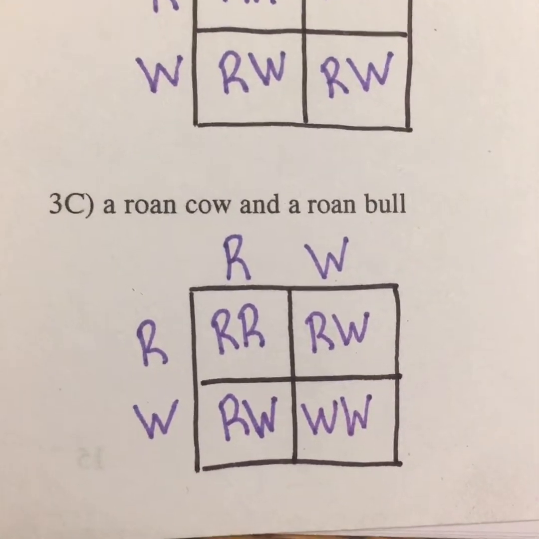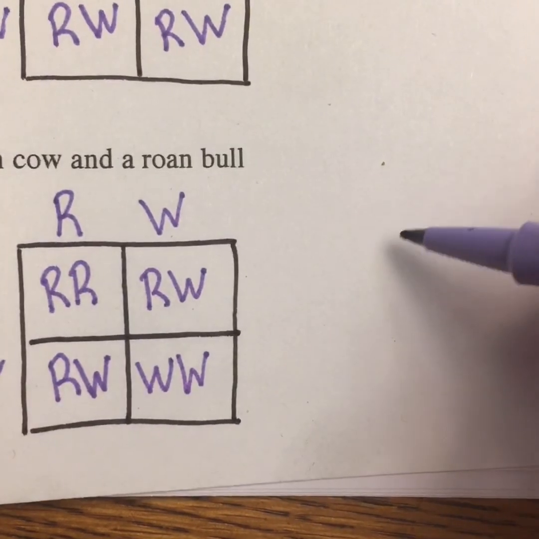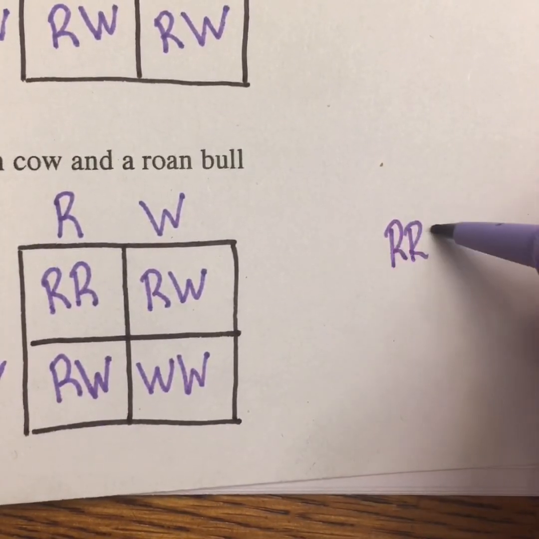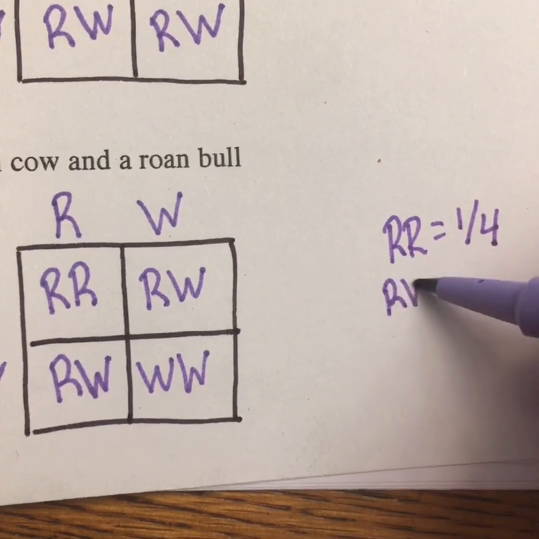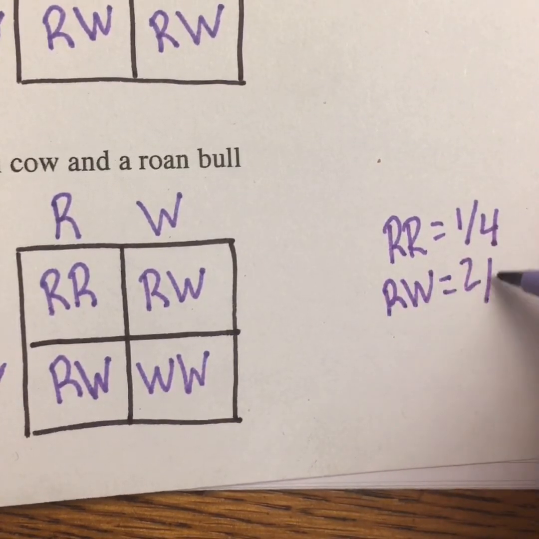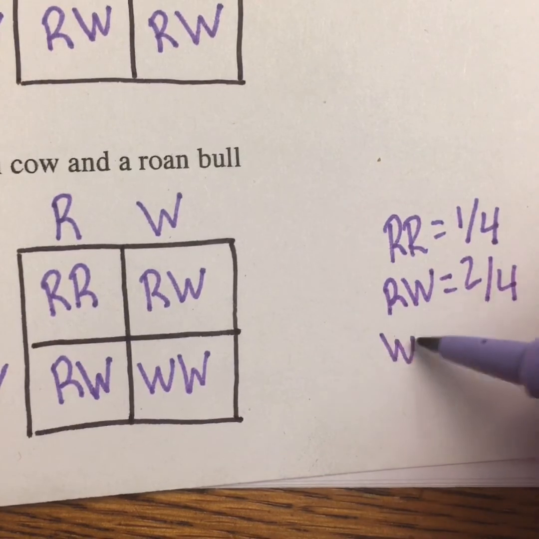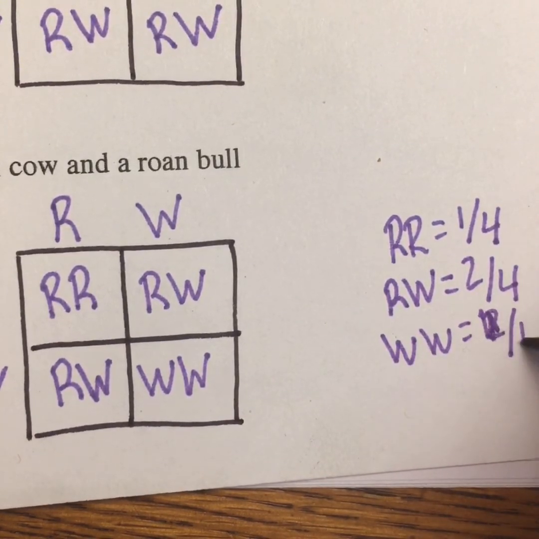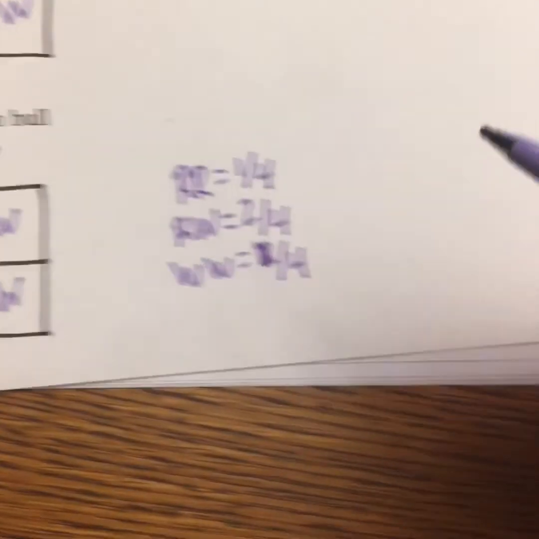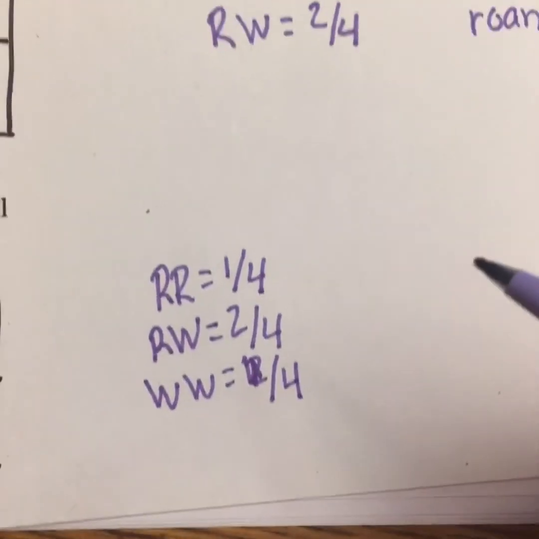For our genotype ratios, we will have RR, 1 out of 4, RW, 2 out of 4, and WW, that should be a 1 out of 4. My mistake. All right, let's do our phenotypes.